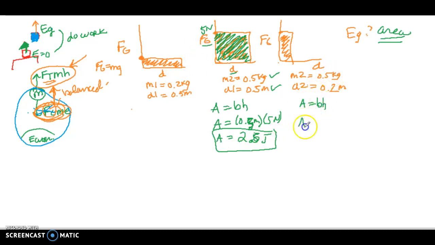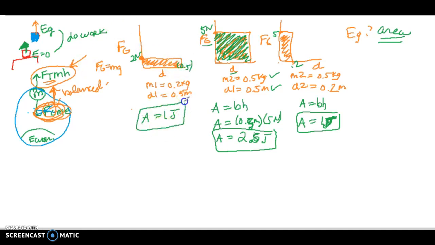Okay, and then similarly, I can get the areas for this one. So this is going to be 5 and 0.2, which is what, 1? I hope. It's kind of early. I should get a calculator. Oh, joule. Okay, and then this one is going to be 2 and 0.5. Okay, so this one is still going to be 1 joule.